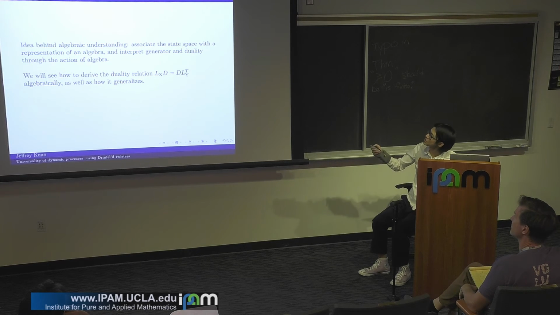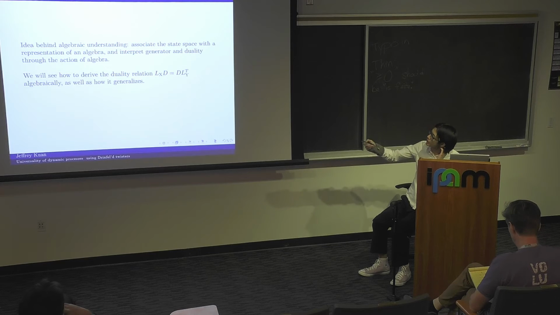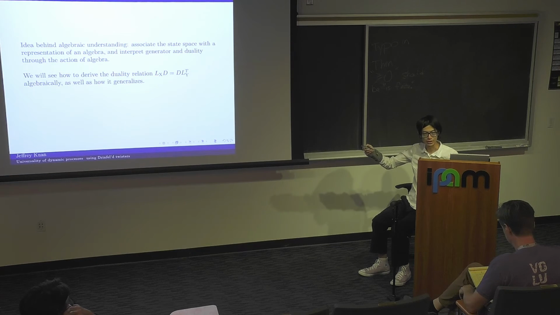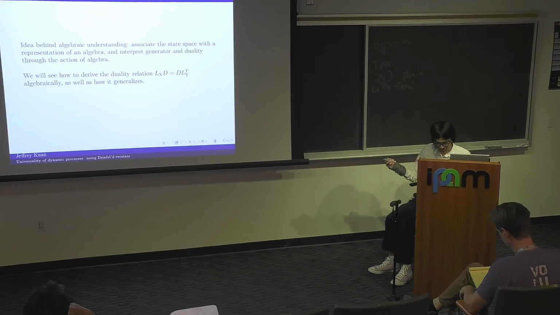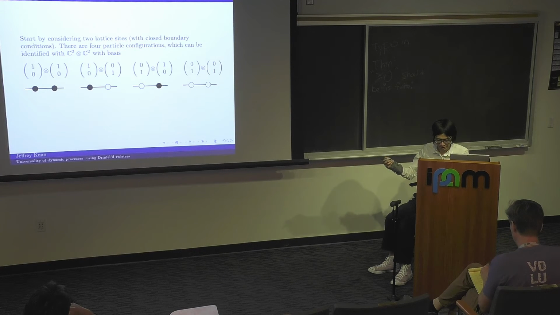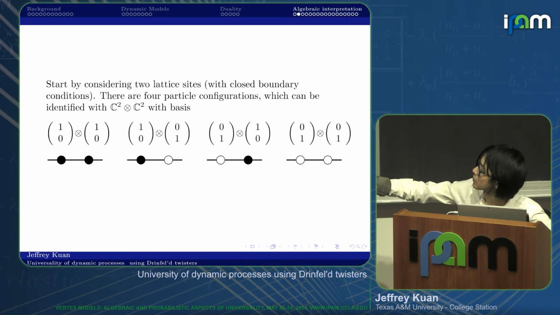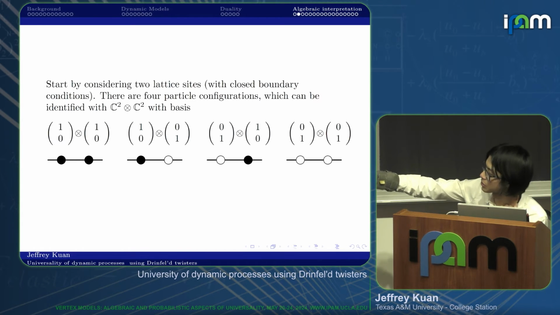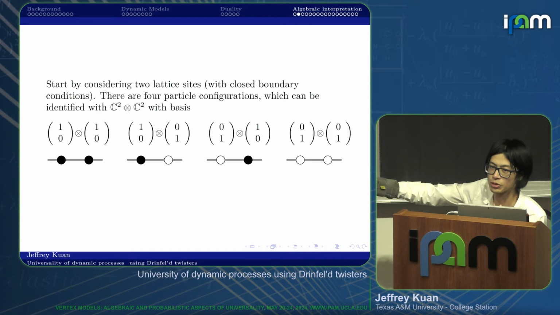The basic idea is that we can associate to the state space of the Markov process a representation of the algebra. And then we interpret the duality relation as an intertwining relationship in the underlying algebra. Let's start with the simplest example of a state space. Here there's two lattice sites, so there's four states. We associate to a particle the vector (1, 0), and to a non-particle the vector (0, 1). Then we tensor the two vectors together. This is a basis of the vector space C2 tensor C2, which is 4-dimensional, and there happen to be 4 states here.